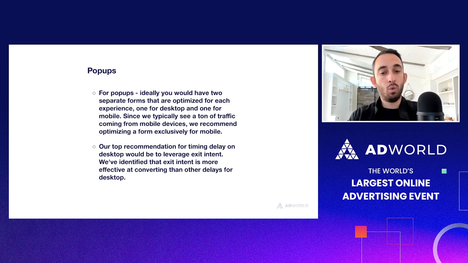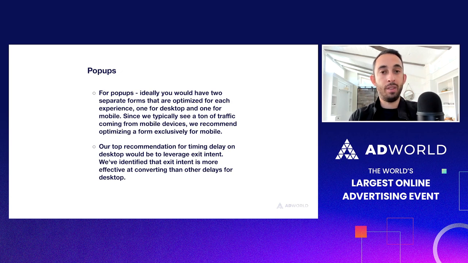Ideally you're going to have 2 different pop-ups on your site, optimized for mobile as well as for desktop. We're seeing a lot of traffic, obviously no surprise, with the big increase on mobile over the past year or two. So we want to make sure that you have a form specifically for mobile. Starting with desktop though, the top recommendation that we and Klaviyo and other folks are making is that you want to leverage exit intent on desktop.